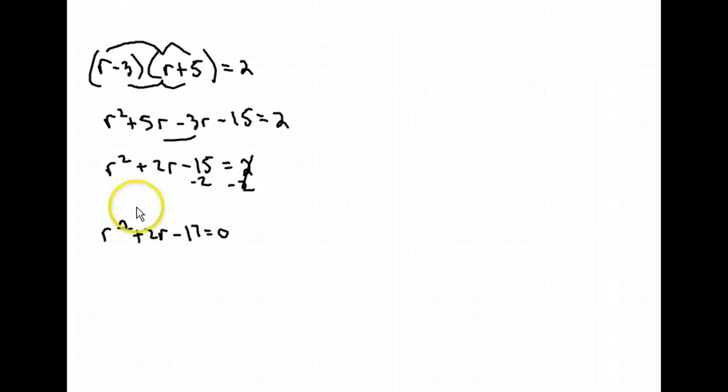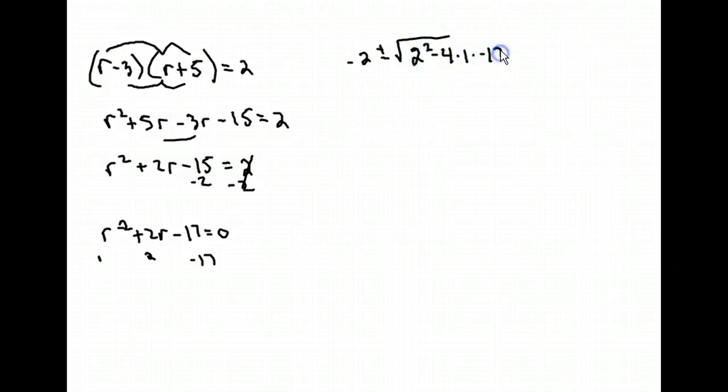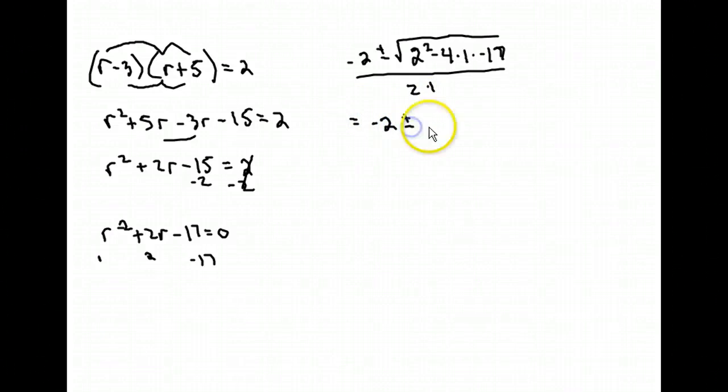So we do the quadratic formula. So our a is 1, our b is 2, and our c is negative 17. So we're going to have negative 2 plus or minus the square root of 2 squared minus 4 times 1 times the negative 17, all divided by 2a. So that comes out to be minus 2 plus or minus the square root of 4, and it's going to be plus because you got a negative times a negative. That's going to be 4 times 17, I apologize, comes out to 68, divided by 2.